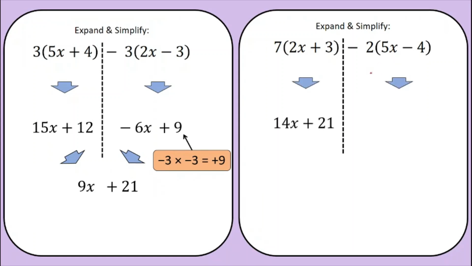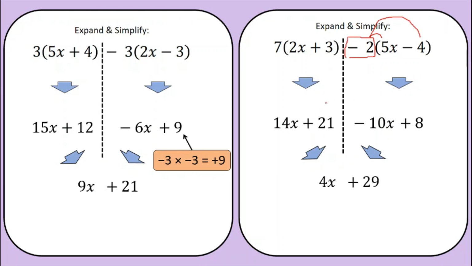Okay, I get 14x plus 21 minus 10x plus 8, and when I combine them, 4x plus 29. Now, you don't have to show this line if you don't want to. Personally, I find it very helpful. Okay, the important thing here is to remember that that is a minus 2 lots of that and minus 2 lots of that. And if that's a positive, it's plus 2 of those and plus 2 of those. So just be really, really careful that you get that sign right.